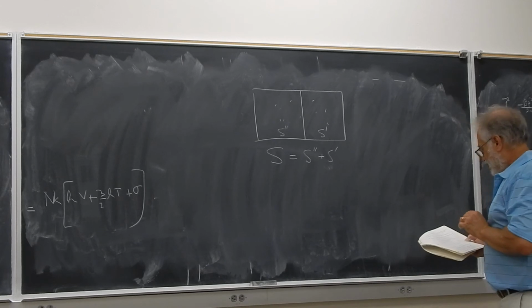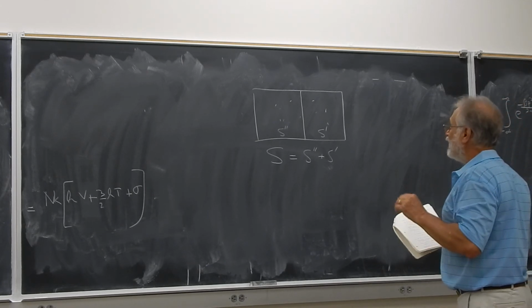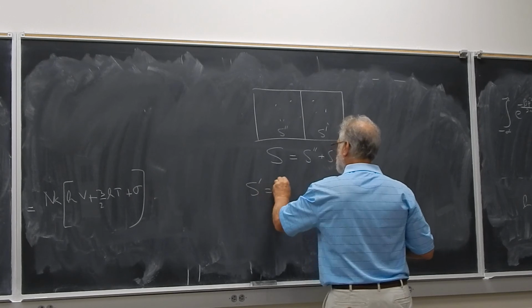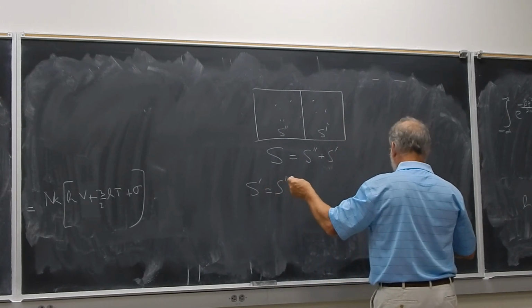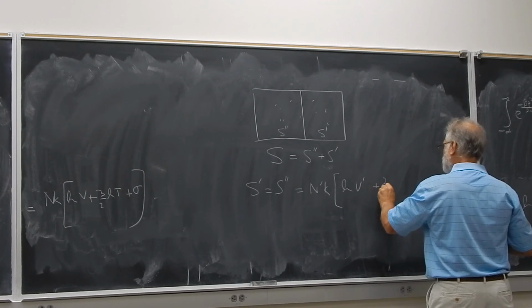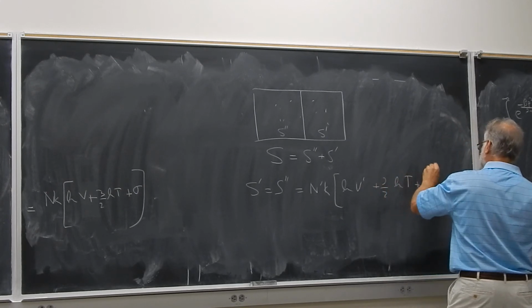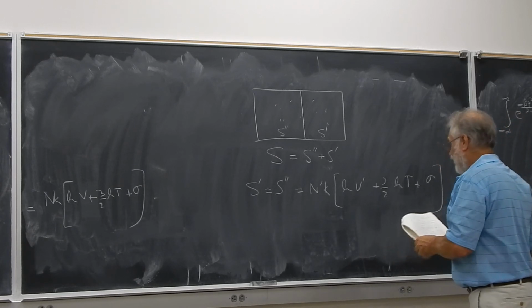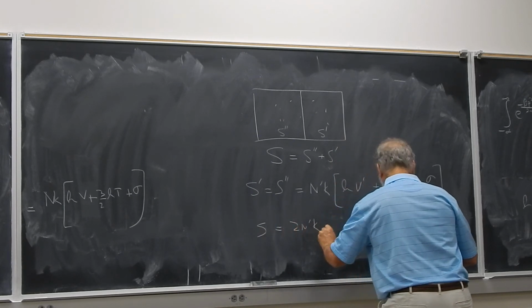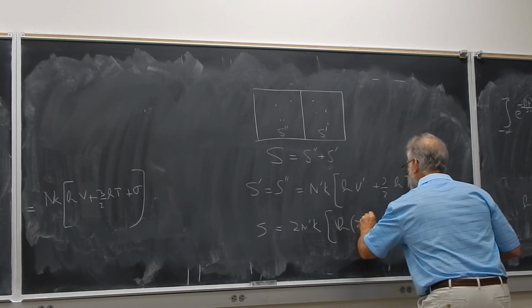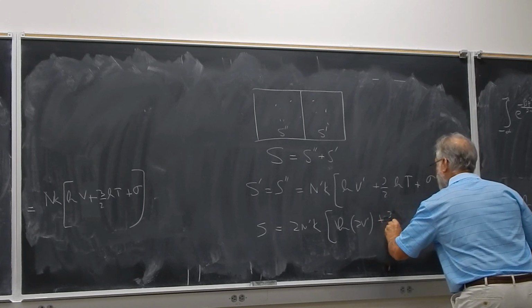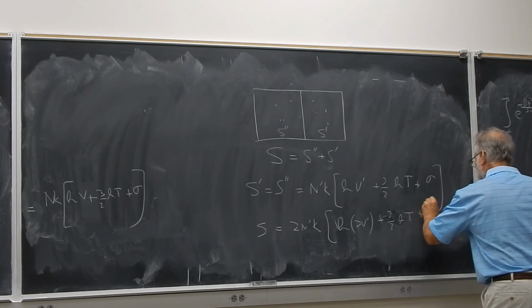Now let's see what really happens. If I divide the container into two equal parts, each containing N prime molecules in volume V prime, the entropy of each part would be S prime equals N prime k log of V prime plus 3/2 log of T plus sigma. But the entropy of the gas without the partition is 2N prime k log of 2V prime minus 2N prime k, plus 3/2 log T plus sigma.